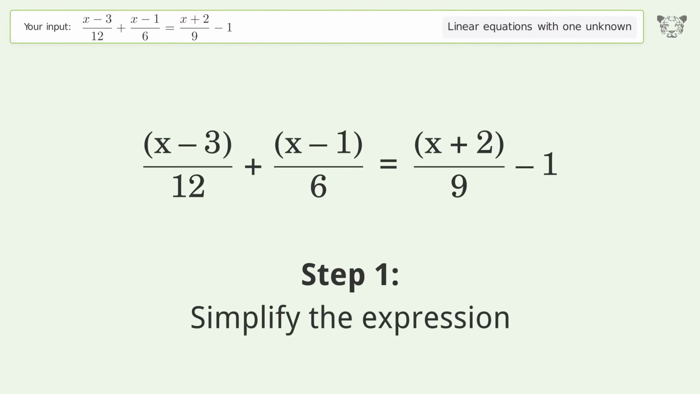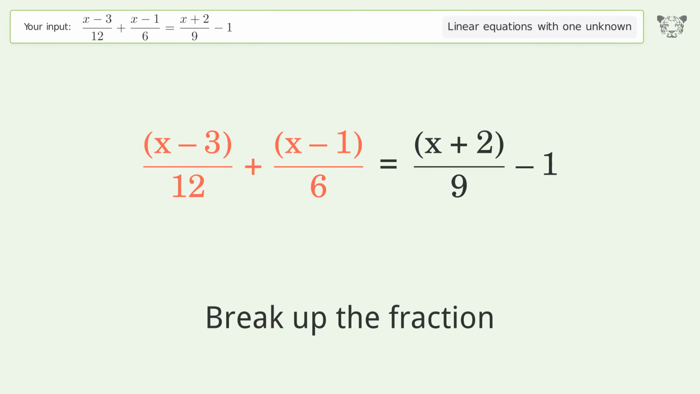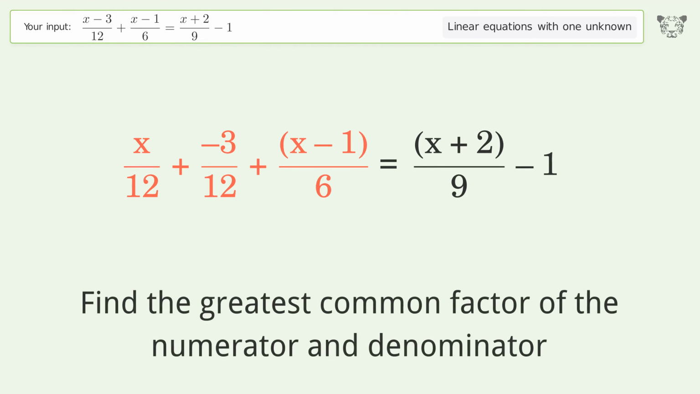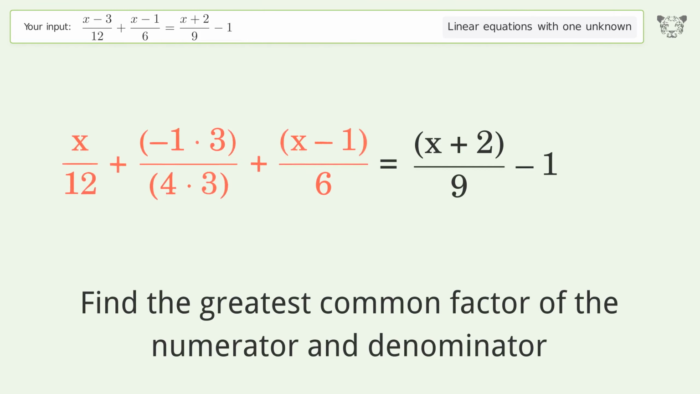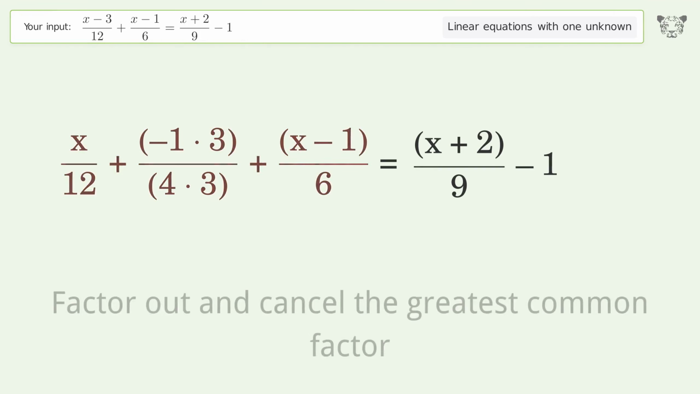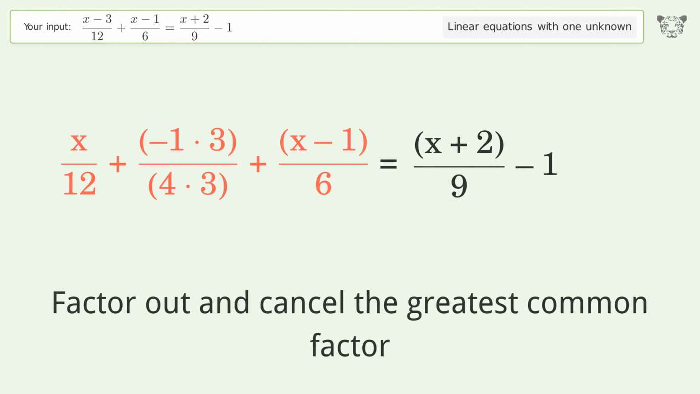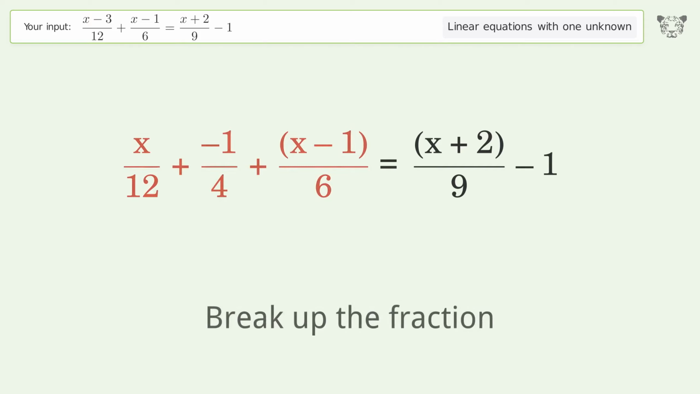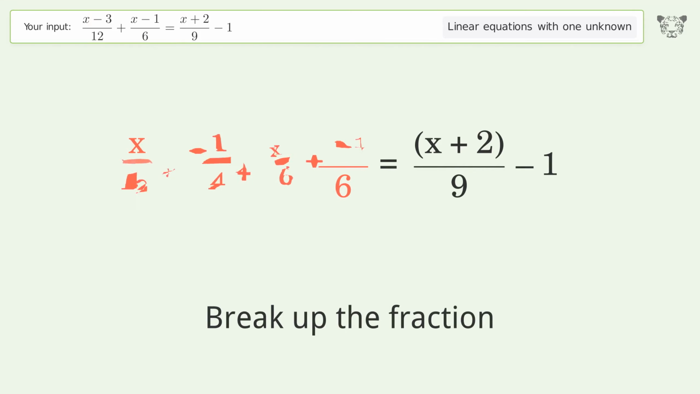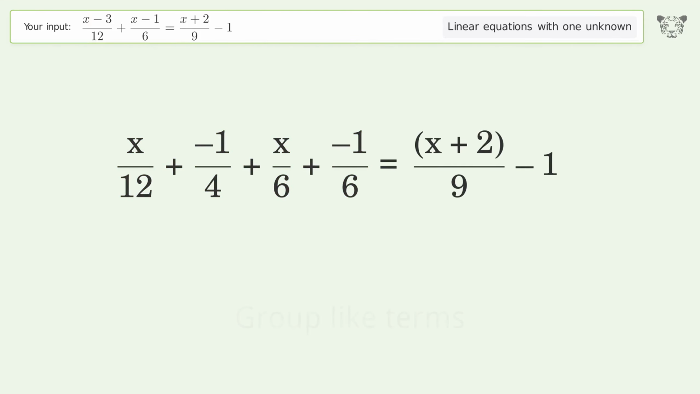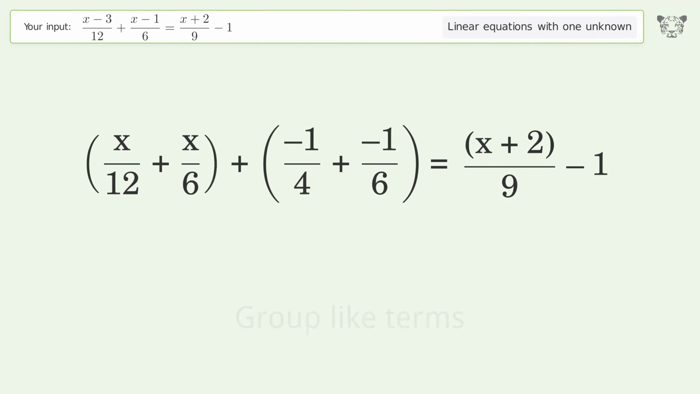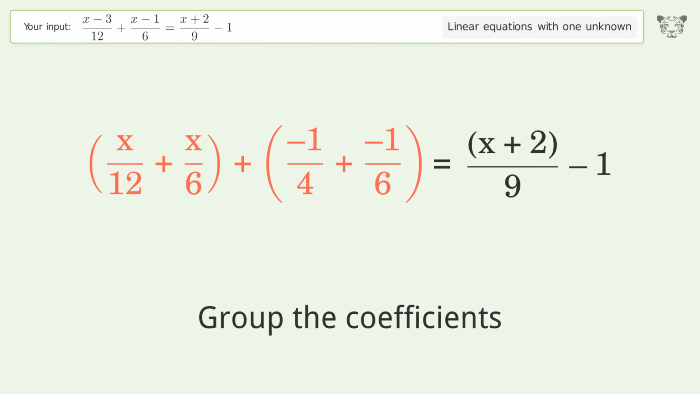Simplify the expression. Break up the fraction. Find the greatest common factor of the numerator and denominator. Factor out and cancel the greatest common factor. Break up the fraction. Group like terms. Group the coefficients.